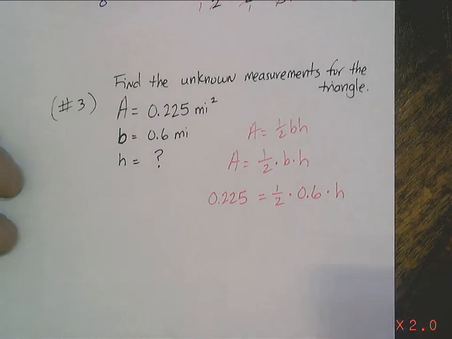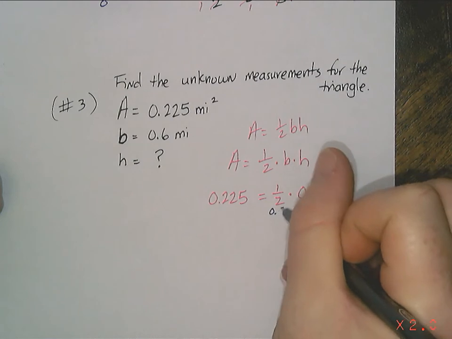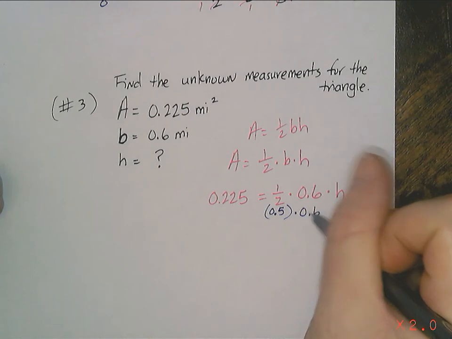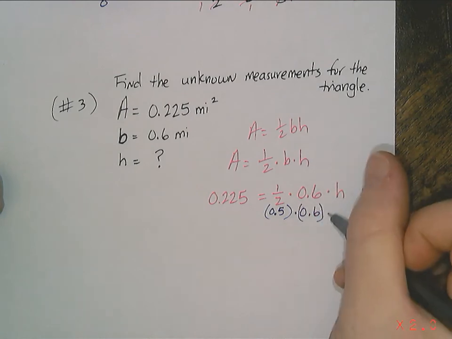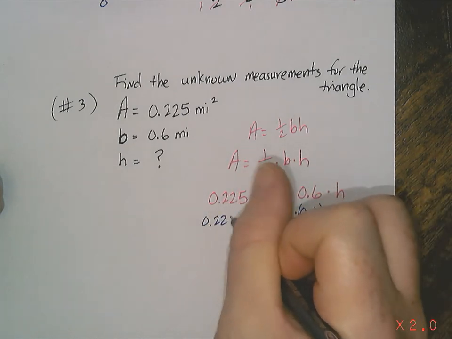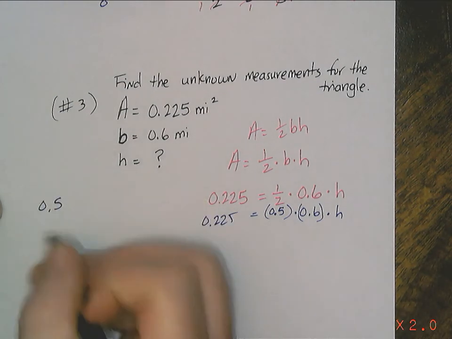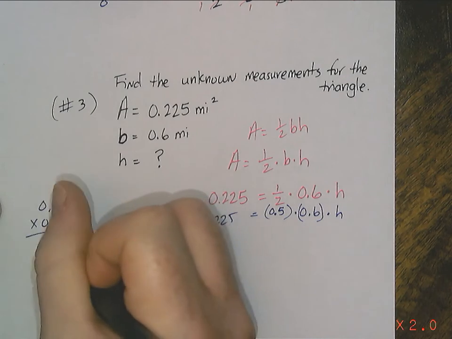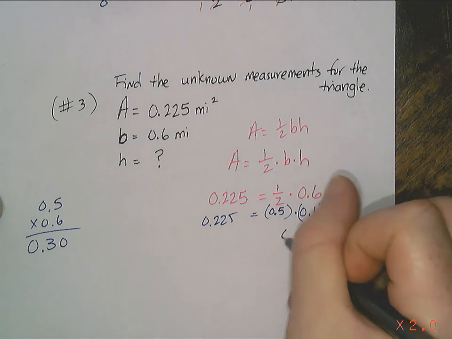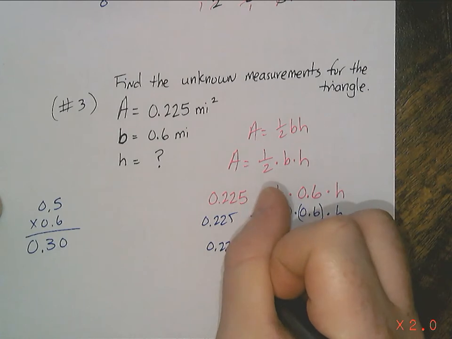So here's what we're going to do. We're going to multiply. We can change 1/2 to a decimal, which is 0.5. 1/2 is 0.5. Times that by 0.6. Let's do that first. And then whatever that answer is, we're going to divide that into 0.225 to find out our height. So we're going to multiply those two together. That's going to end up being 0.30. So we got 0.30 times the height equals 0.225.